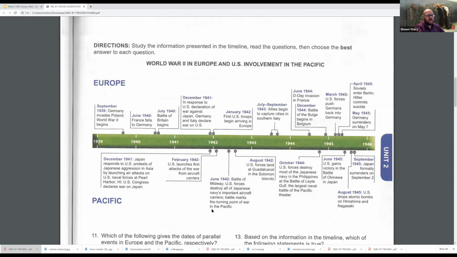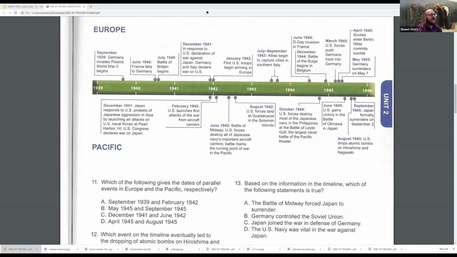All right, let's read our first question. It says, which of the following gives the dates of parallel events in Europe and the Pacific? So parallel meaning that they're the same type of event. Let's have a look. So first one, September 1939. So September 1939, Germany invades Poland, and then February 1942, U.S. launches first attack of the war from aircraft carrier. Are those the same thing? Not really. Let's look at our next ones.